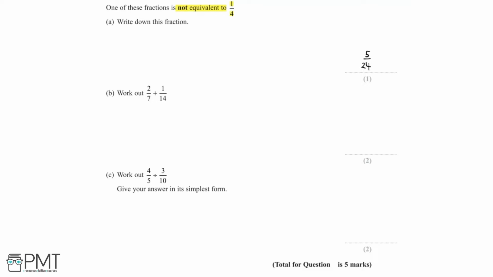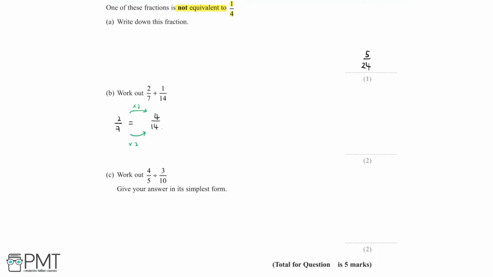Now in part B, we need to work out 2 out of 7 plus 1 over 14. Now when we add or subtract fractions, we need to make sure that we have a common denominator. Well, we can make a common denominator of 14 by changing the first fraction to have a denominator of 14. Now 2 over 7. To get a denominator of 14, we want to multiply both the numerator and the denominator by 2. And so 2 out of 7 is equivalent to 4 out of 14.